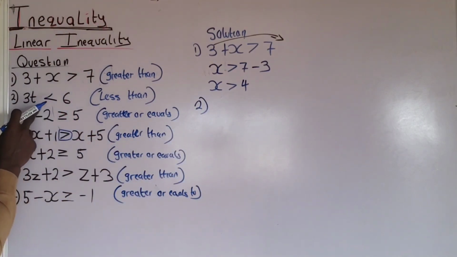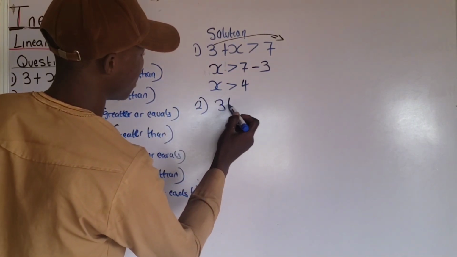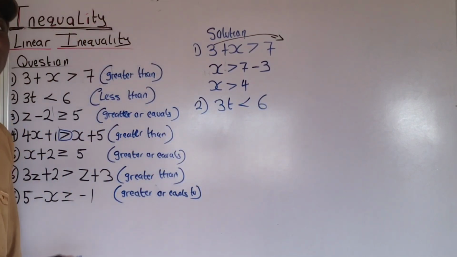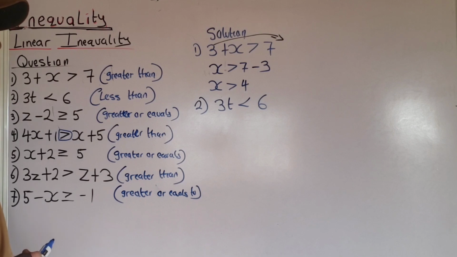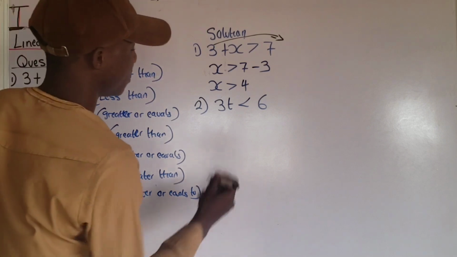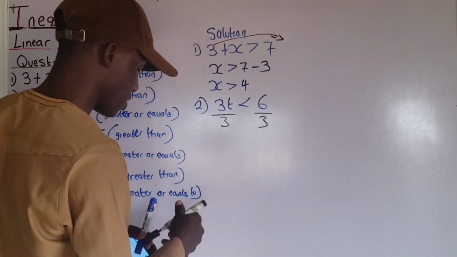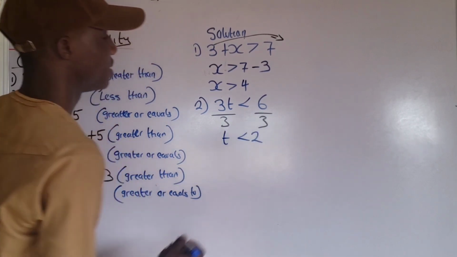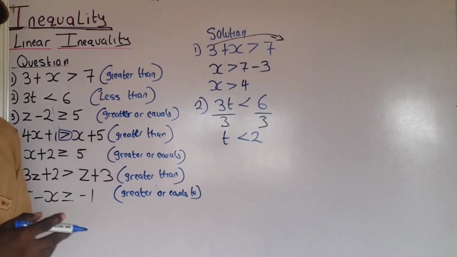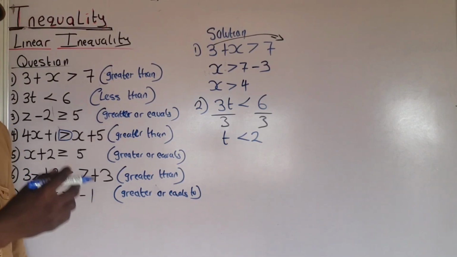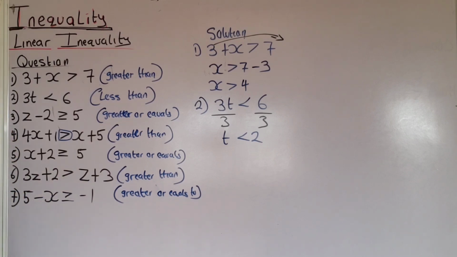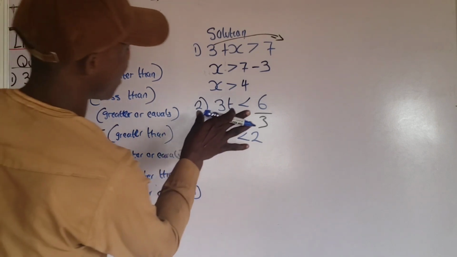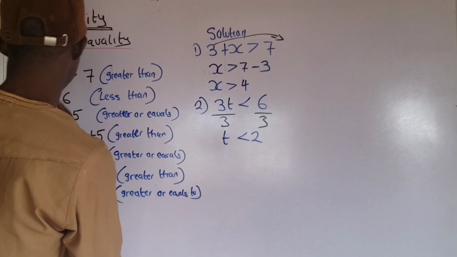We have 3t is less than 6. How do we solve this inequality? All you have to do is divide both sides by 3. You understand? Now, if we divide both sides by 3, we're going to have this divided by 3, this divided by 3. So here, t will be less than 2. So the values of t that satisfy the inequality are less than 2. This includes 1, 0, negative 1, negative 2, negative 3. Those values are less than 2. Okay, so let's proceed to the third question.